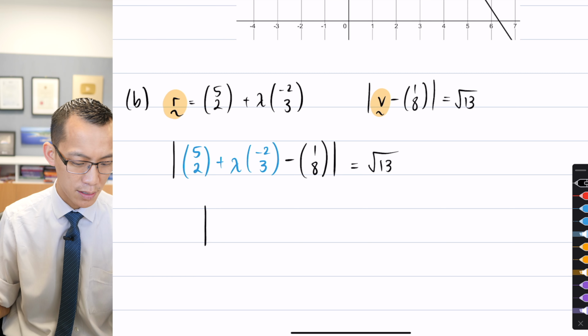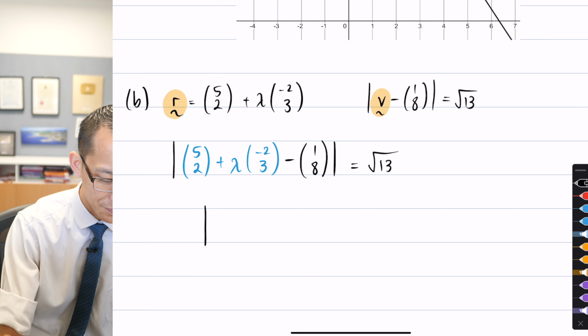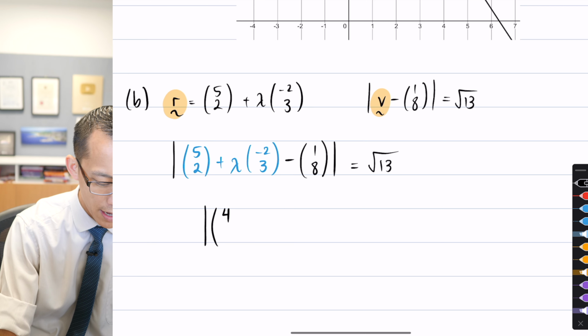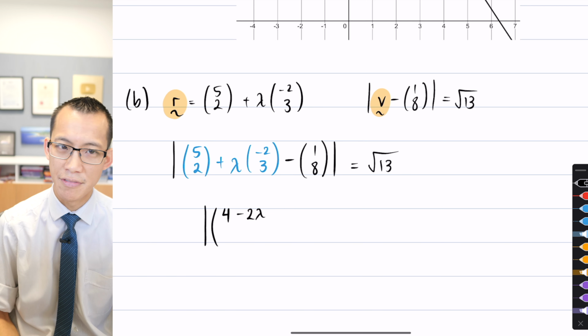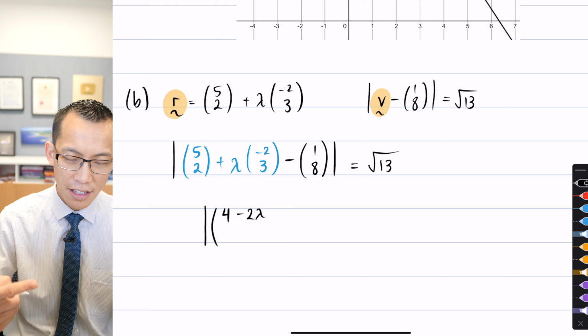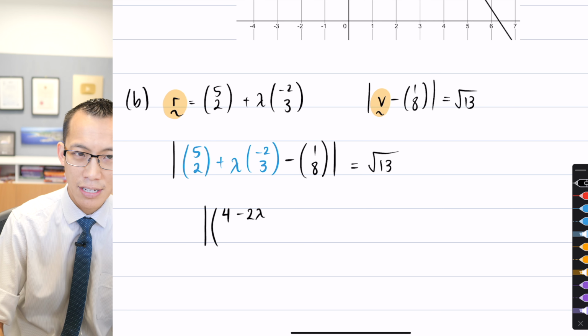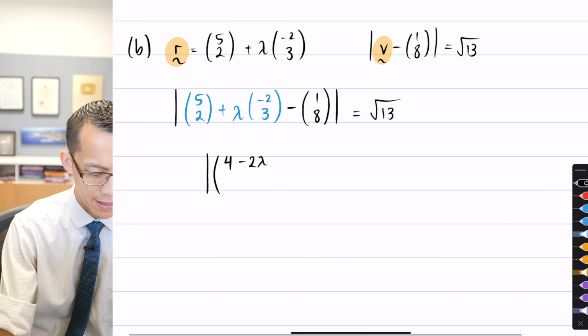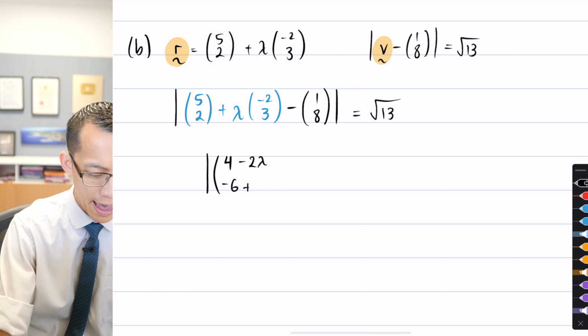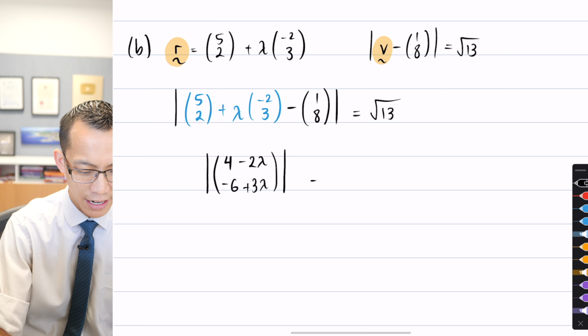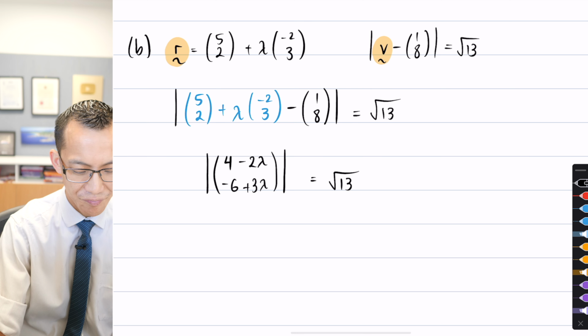Just think about the constants. What's 5 take away 1? That's 4. And then I've got minus 2 lambda there. Does that make sense? And then looking at the y component, 2 take away 8, that's going to be, oops, sorry about that, negative 6. And then I'm adding 3 lambda. And that's everything all together on the left-hand side.